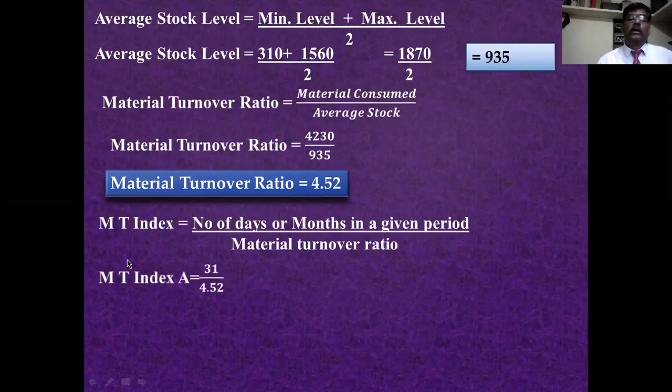So material turnover index is equal to, this information is related to 1 month, therefore 31 divided by 4.52. So 6.89, nearly 7 days. For every 7 days you have to refill the stock. Okay. Today it is enough and tomorrow we will see some more examples.